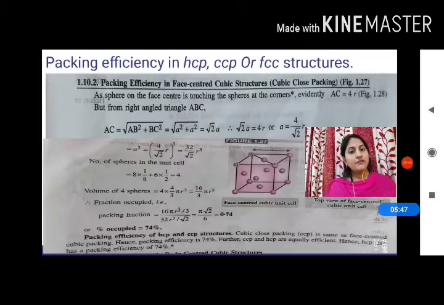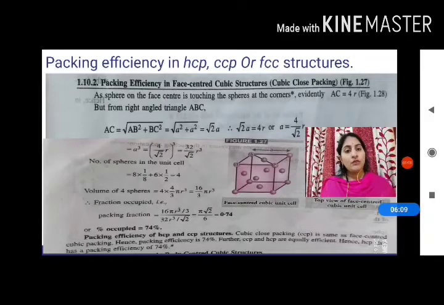Next is the number of spheres in the unit cell, which I already explained to you. 8 into 1 upon 8, where 8 are the corner atoms and the contribution of each is 1 upon 8, plus 6 into half, where 6 are the atoms located at the face centers and the contribution of each face center atom is half. So it would be 3. So 3 plus 1 is equal to 4.